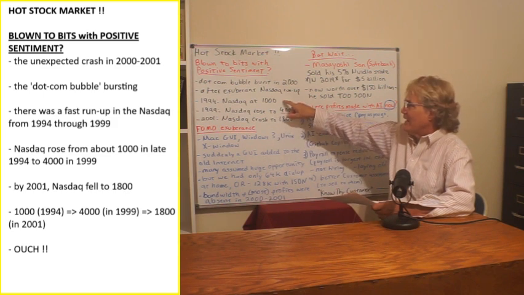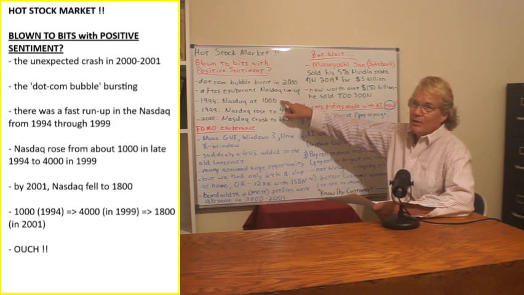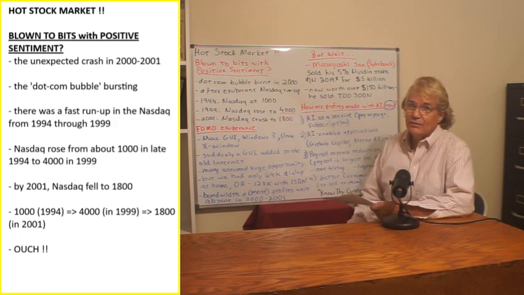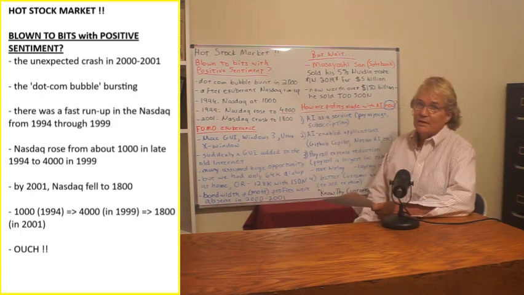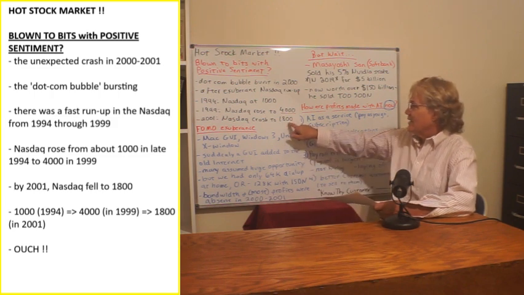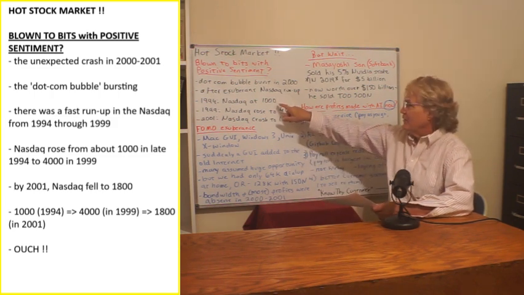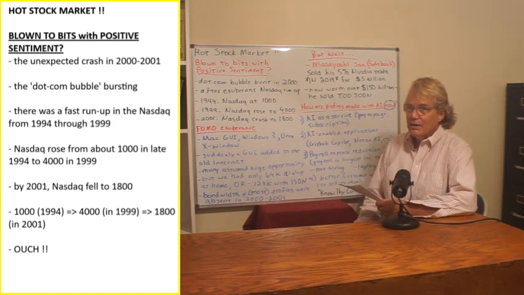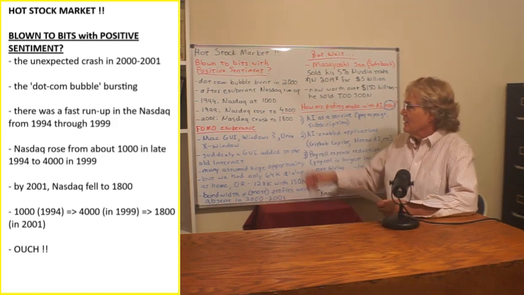In 1994, NASDAQ at the end of the year was at about 1,000. It rose to 4,000 in only 5 years. It quadrupled in only 5 years. And then it sank to 1,800. 1,000 up to 4,000, back down to 1,800. So today's point of comparison, the stock market gains, are being compared to that.